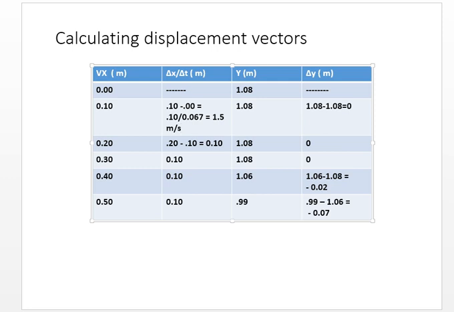To find my velocity in the y direction, I am simply going to do the exact same thing, but with the y component. So, for example, from point 3 to point 4, that's going to be negative 0.02 divided by 0.067. So let's do that.